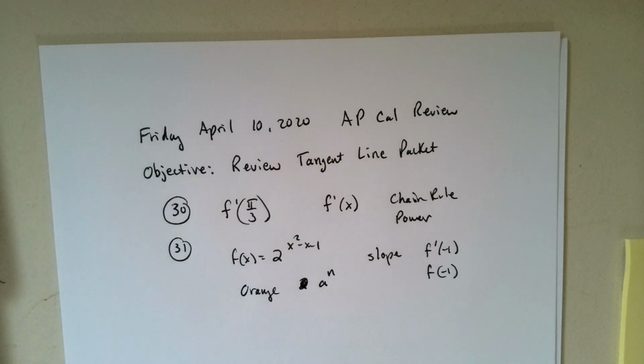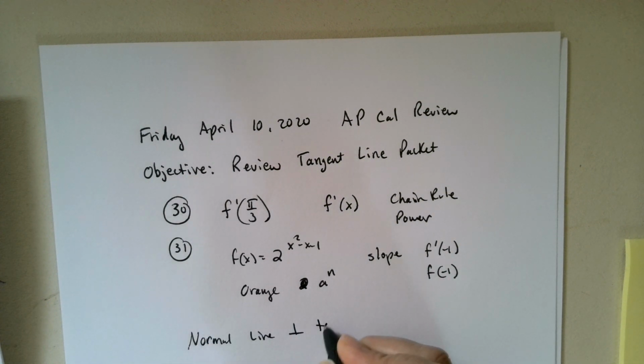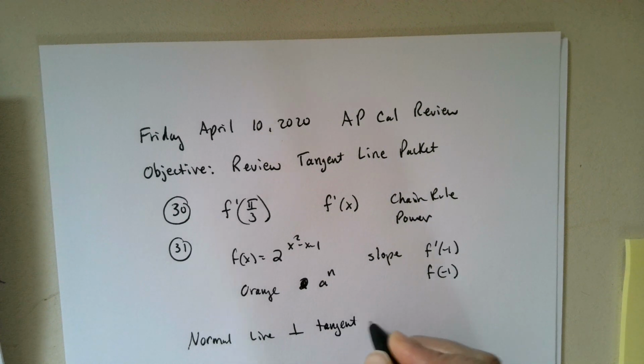Numbers 32 through 34 were talking about finding the slope of the tangent line. So again, you're just finding the derivative and plugging in. On 33, the normal line. Remember that the normal line is perpendicular to the tangent line. So you want to plug in, figure out what the slope is of the tangent line, and then the normal line would be the perpendicular. 34, same thing.